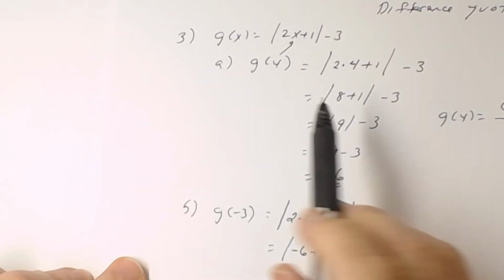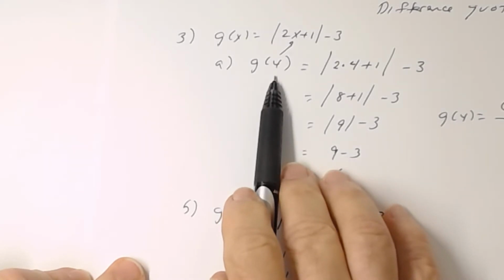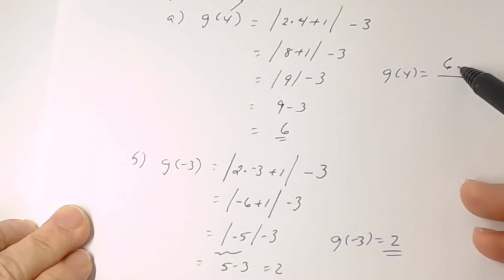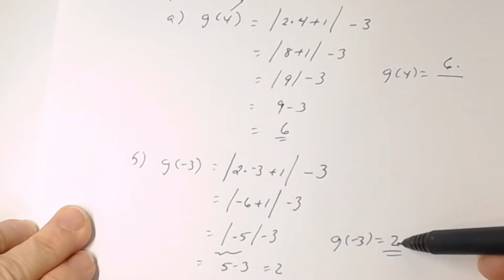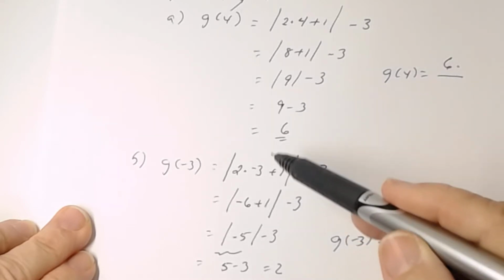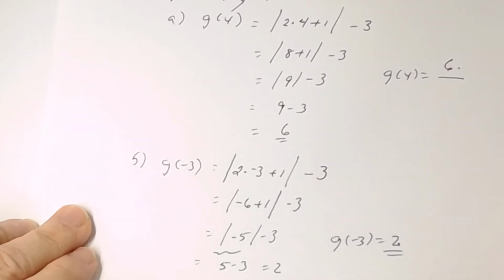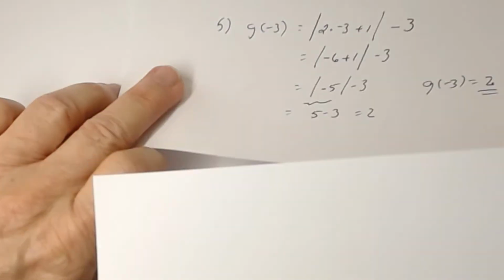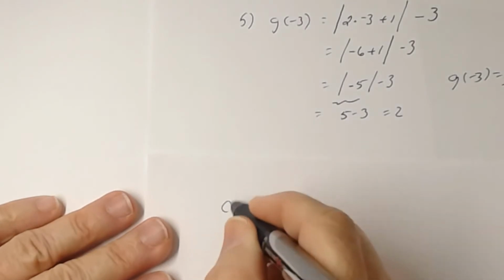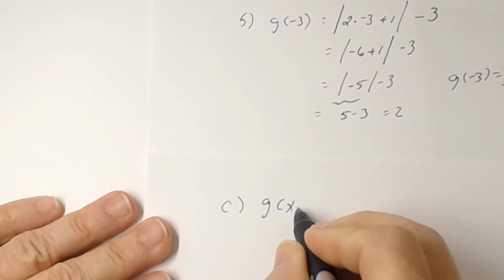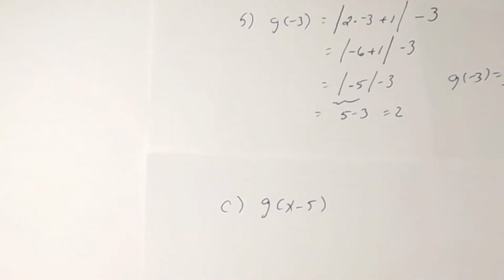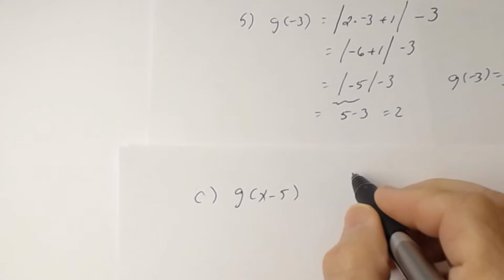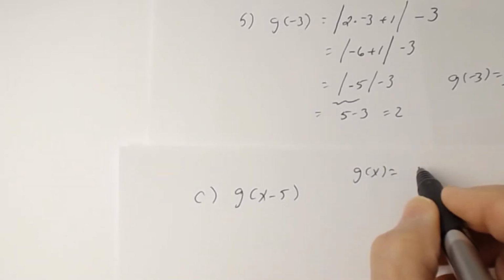Now remember, like we said, whenever we evaluate an expression at a number, I end up with a what? Number. So notice that my y value here is a number. Now let's do one, letter C, where it's not a numerical expression, but a variable expression. So this is C. Suppose you want to find g of x minus 5. G of x minus 5. So let's go ahead and write the function again. So what was g of x?